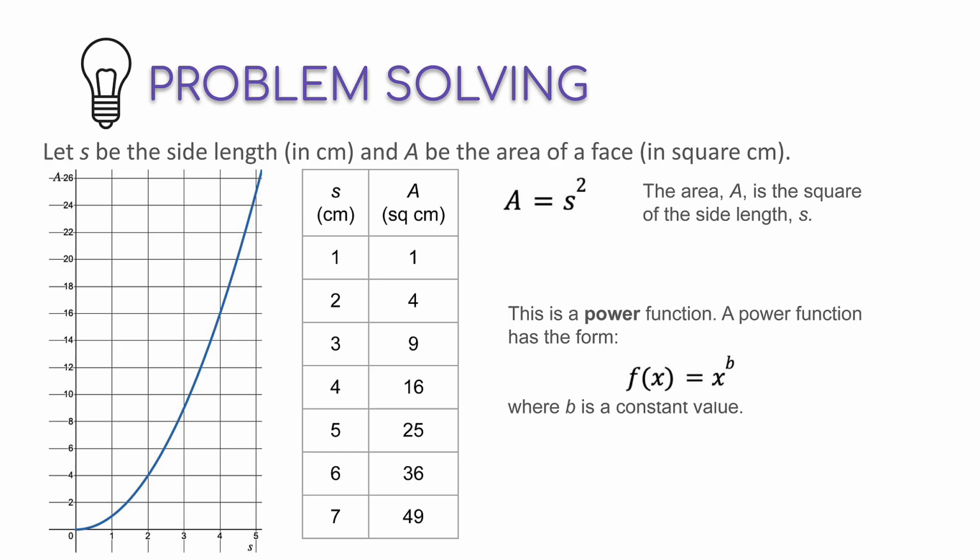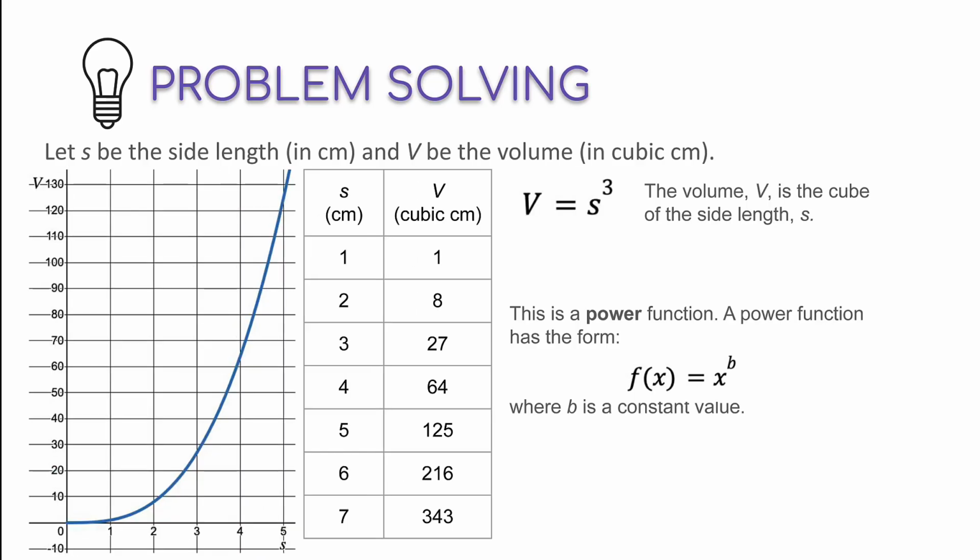This is a power function. A power function has the form f of x equals x to the b, where b is some constant value. For the second part of the learning task, we calculate the volume. Once again, we define the variables. Let S be the side length in centimeters, and V be the volume in cubic centimeters.